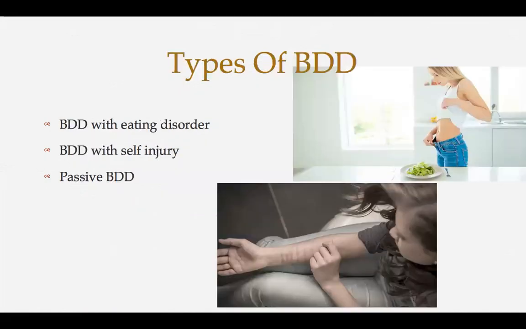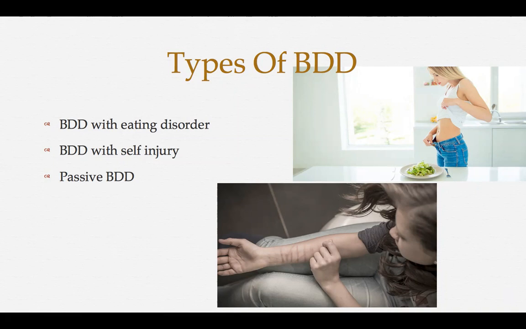Now, let us see what are the types of BDD. This classification is very loosely categorized, mainly because the symptoms between these types do not really distinguish one from another, and most of the time the symptoms overlap. So the categorization is basically done based on the type of coping mechanism that the individual is using. The types include BDD with eating disorder, BDD with self-injury, and passive BDD.